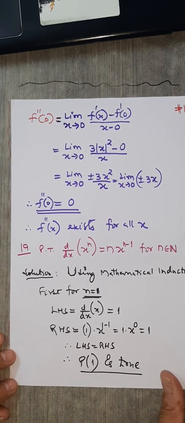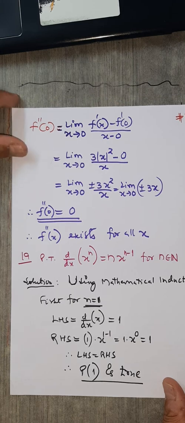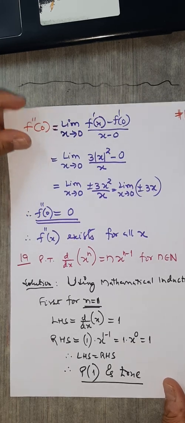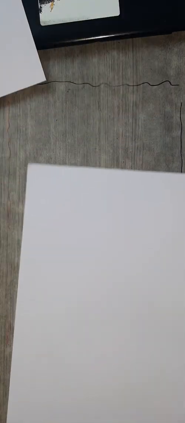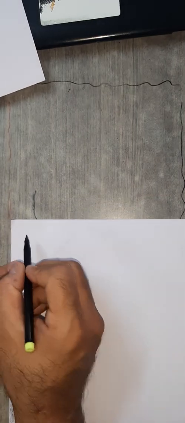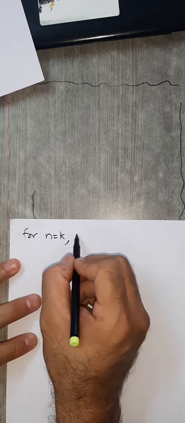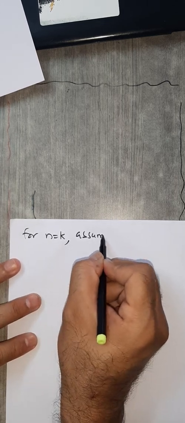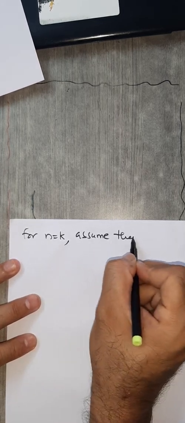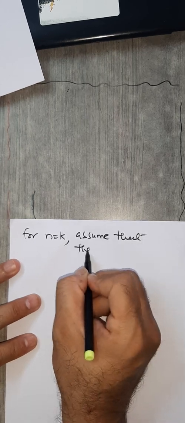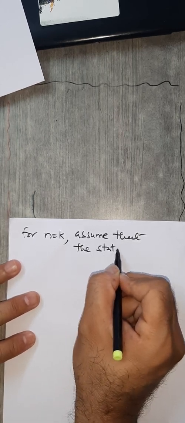P1 is true. Now if you remember, for n equal to k, we assume that the statement is true. For n equal to k, assume that the statement is true.